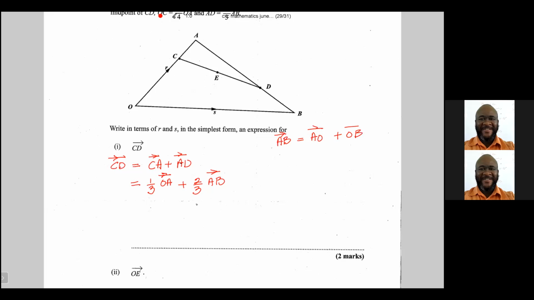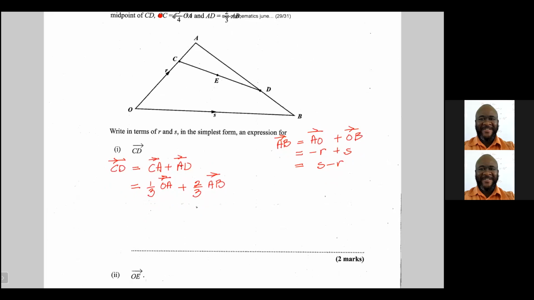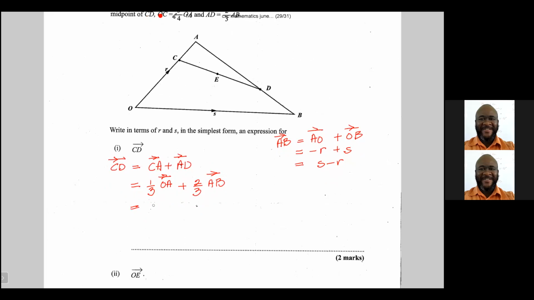Now, if the vector OA is R, the vector AO would be minus R. So this is minus R plus OB, which is S. So just put in the positive first. We have S minus R. So coming back to CD, it's 1/3 of OA, which is 1/3 of R, plus 2/3 of AB, which is S minus R.